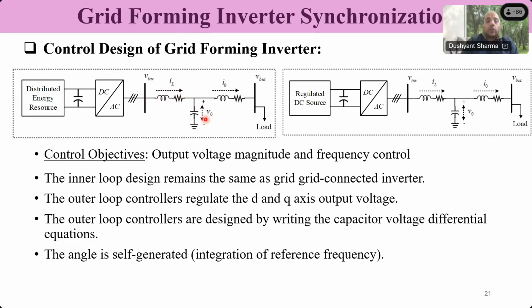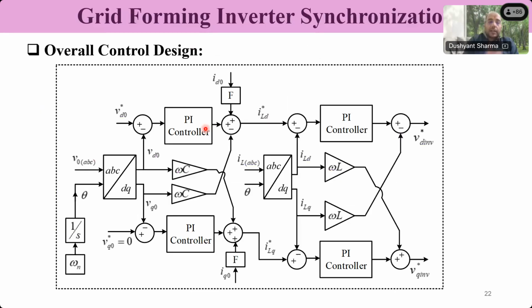P and Q are automatically adjusted by the load. Whatever the load is drawing, the power will accordingly change. So our end objective is to control the output voltage. How do we control the output voltage? Again, the things will remain very much the same.